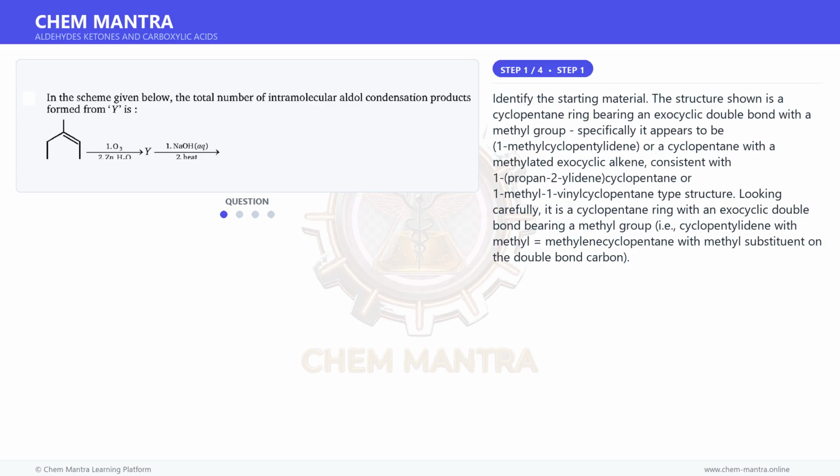Identify the starting material. The structure shown is a cyclopentane ring bearing an exocyclic double bond with a methyl group. Specifically, it appears to be 1-methylcyclopentylidene or a cyclopentane with a methylated exocyclic alkene, consistent with 1-propan-2-ylidene cyclopentane or 1-methyl-1-vinylcyclopentane type structure. Looking carefully, it is a cyclopentane ring with an exocyclic double bond bearing a methyl group, i.e., cyclopentylidene with methyl is equal to methylene-cyclopentane with methyl substituent on the double bond carbon.